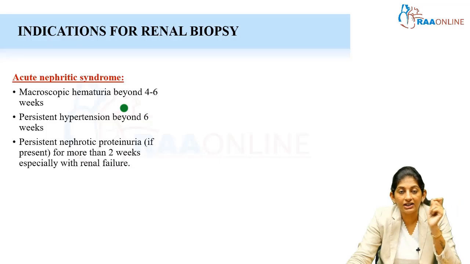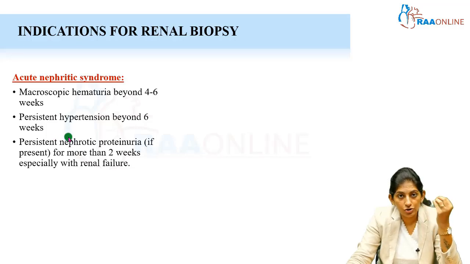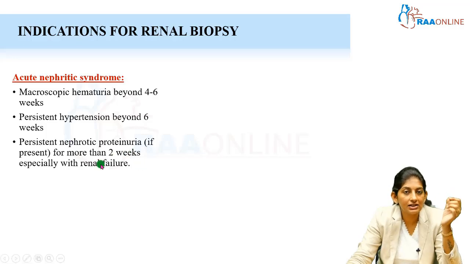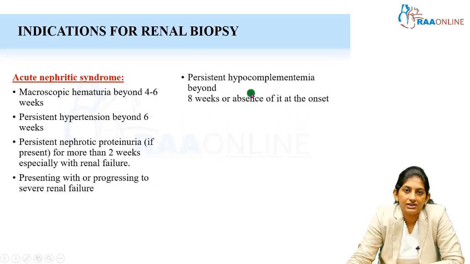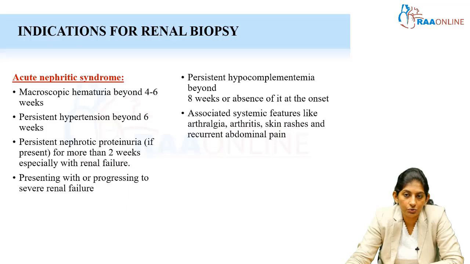If it is a nephrotic kind of picture, we know in nephritic syndromes it is 1+ proteinuria or a very trace proteinuria. But if there is a persistent nephrotic range proteinuria in a child with post-infectious glomerulonephritis or acute glomerulonephritis for more than 2 weeks, and there is a renal failure, definitely renal biopsy is indicated. And complement levels, if they are persistently low beyond 8 weeks, or at the onset the complement level is normal, then you cannot call it acute glomerulonephritis. So in that instance also we will do a renal biopsy.